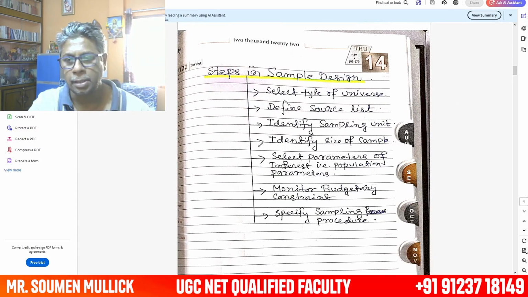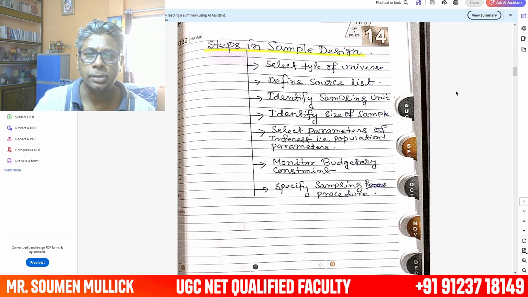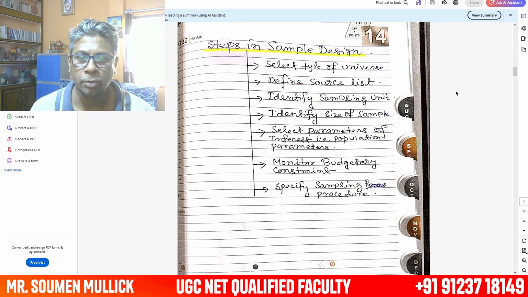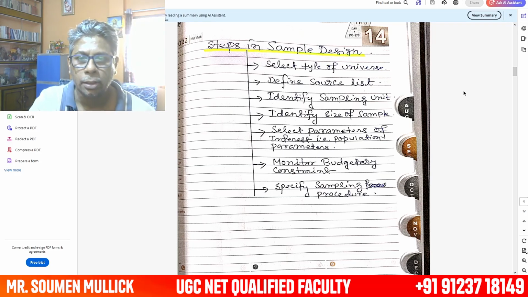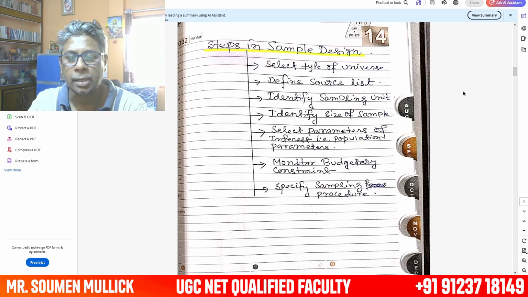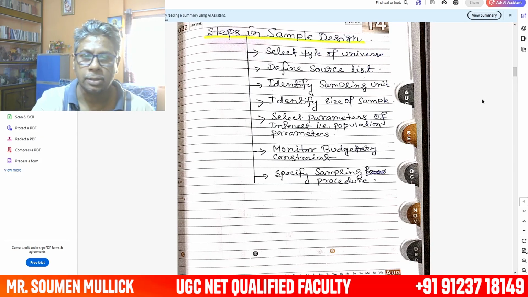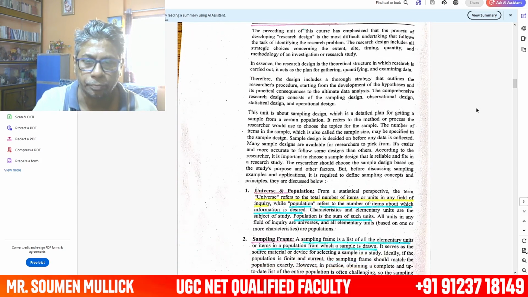Important steps in sample design: we have to select the type of universe, number 1. Number 2, define source list. Number 3, identify sampling unit. Number 4, identify the size of sample. Number 6, select the parameter of interest, meaning population parameter. Monitor budget constraint and specify sampling procedure.